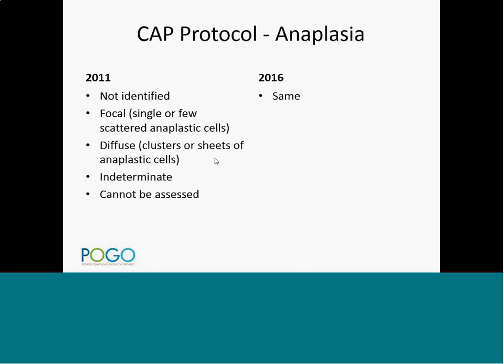is very much the same as what you would use for Wilms tumor, in that the nuclei are hyperchromatic. They're at least 3 times the size of native nuclei, and you see abnormal mitotic figures as well. So it can be defined as focal, with a few scattered anaplastic cells, diffuse, where you see more anaplastic cells throughout the tumor, or indeterminate, or cannot be assessed.